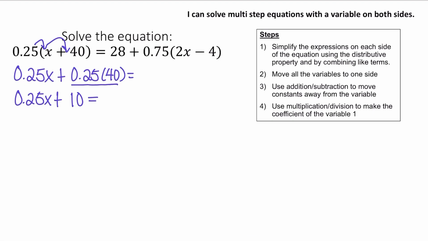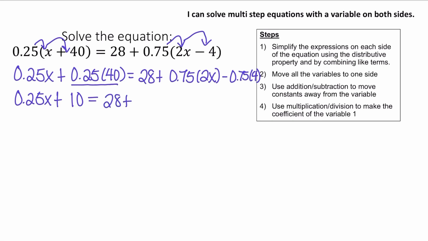On the right side, I have 28, and then I need to distribute this 0.75. So I have 28 plus 0.75 times 2x minus 0.75 times 4. So that gives me 28 plus 0.75 times 2x is 1.5x, minus 0.75 times 4 is 3.